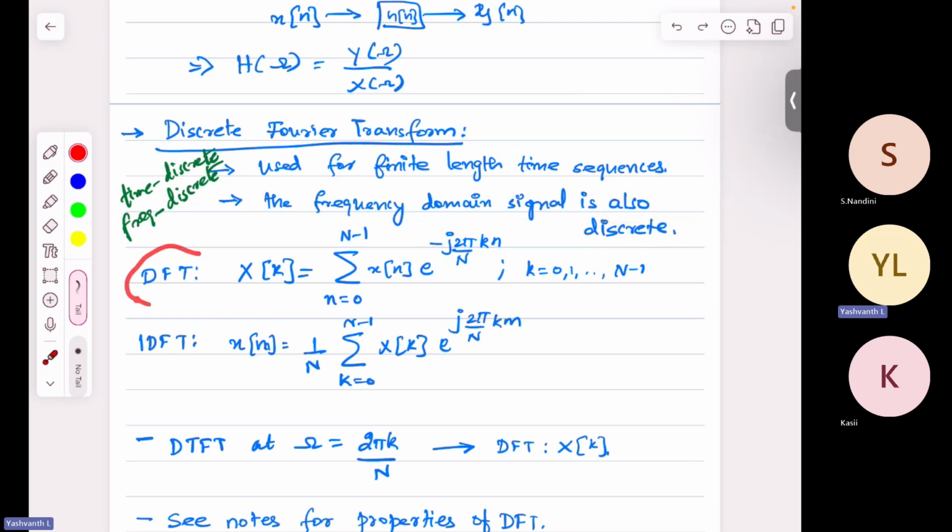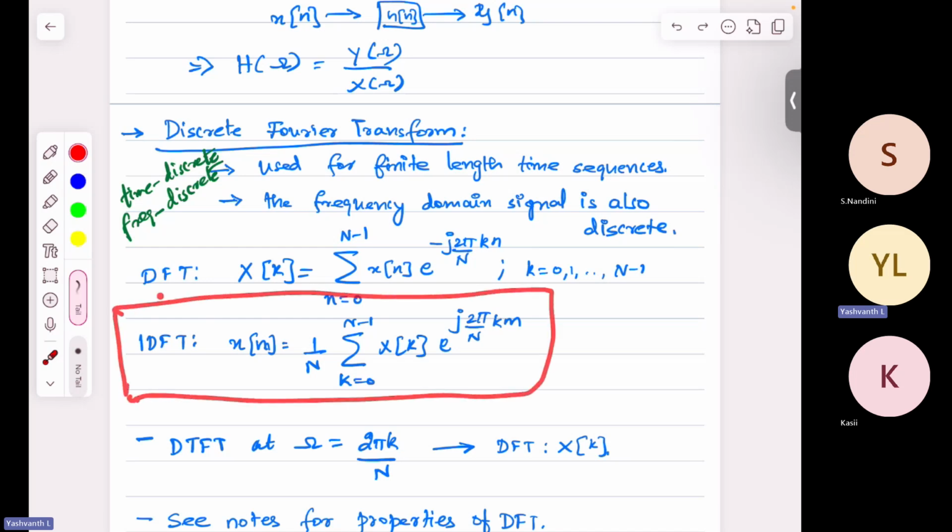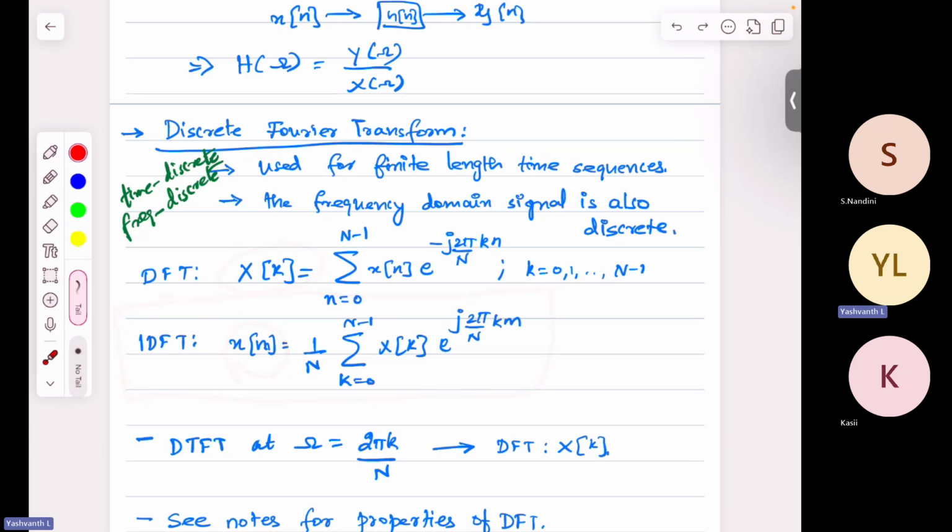So how is the discrete Fourier transform defined? X of k equals a finite summation from n equal to 0 to N minus 1, x of n e power minus j 2 pi by capital N times kn, where k ranges from 0 to N minus 1. So you see this k is a frequency domain variable which only takes a finite number of discrete values, 0 to N minus 1. Similarly, if we are given the DFT signal X of k, you can recover back the time domain signal x of n through this inverse relation.